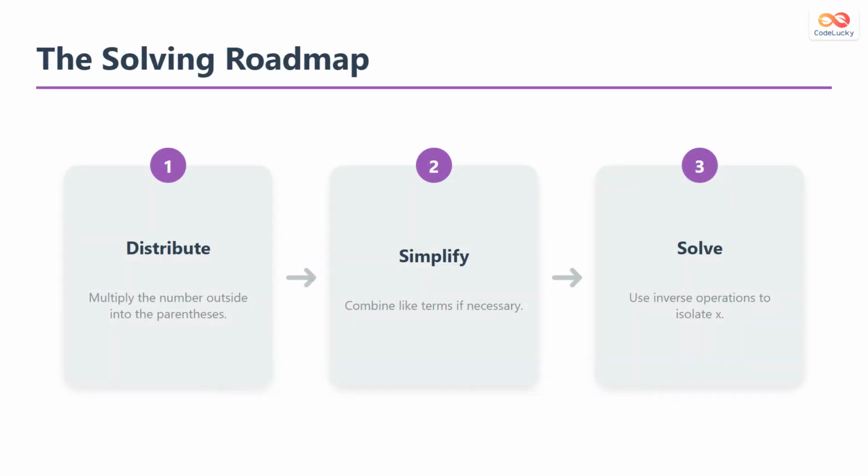Here is our roadmap for solving these equations. Step 1 is distribute to clear the parentheses. Step 2 is simplify by combining like terms if there are any. And step 3 is to solve for x using inverse operations, just like a regular two-step equation.